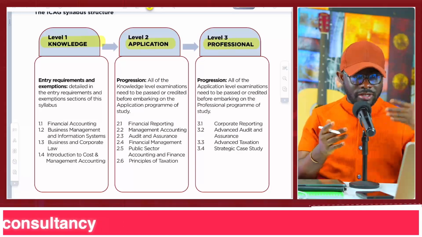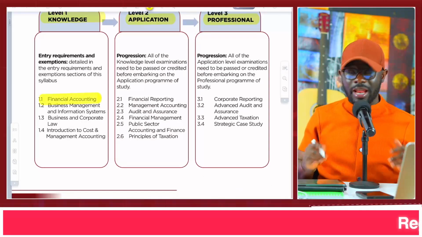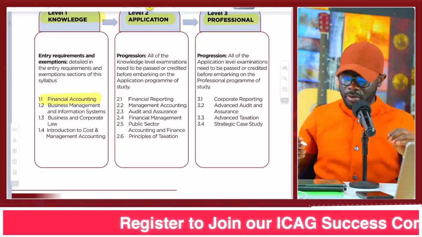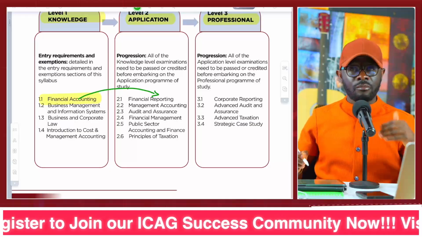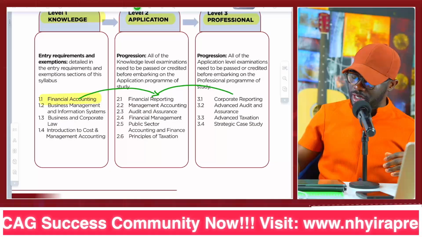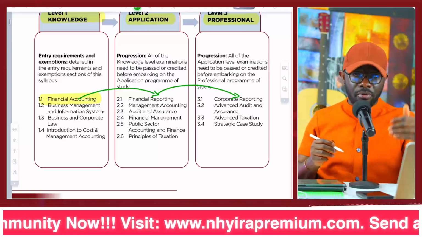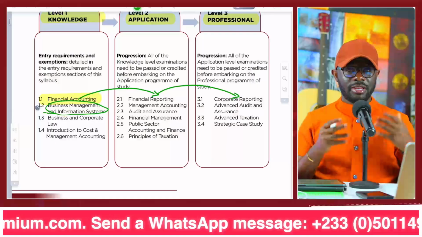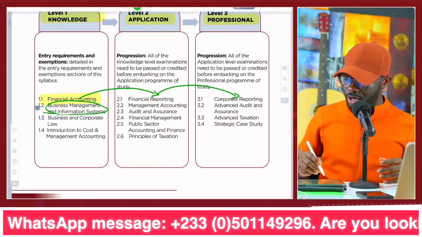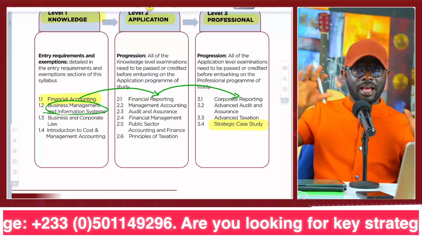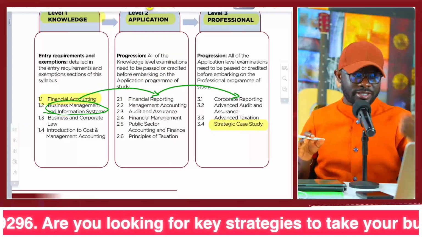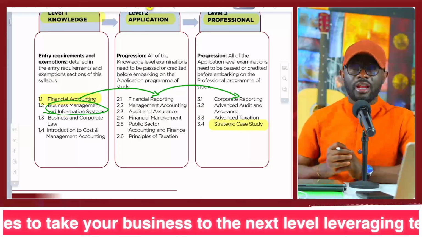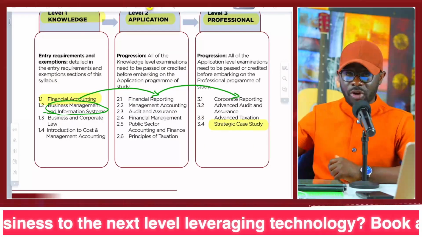Now, in level 1, some subjects we have include financial accounting. This is your introduction to the accounting space, and that is going to be important because the knowledge there will help you to do financial reporting, and the financial reporting understanding will help you to excel in corporate reporting in level 3. Then business management and information system. This is crucial in level 1, and that is going to help you to deal with strategic case study later in level 3, because a lot of the things to be discussed in the business management and information system will be crucial in the level 3 strategic case study examination, and we'll get into that in a moment.